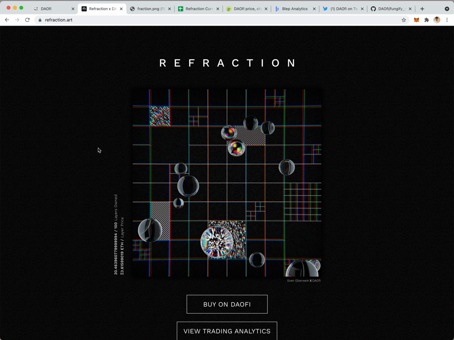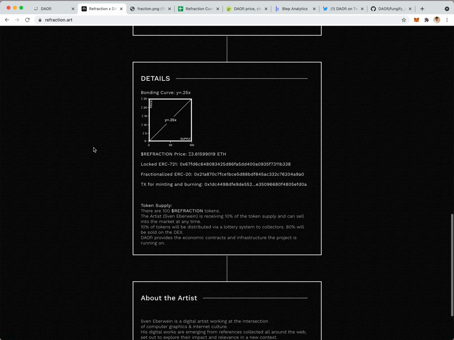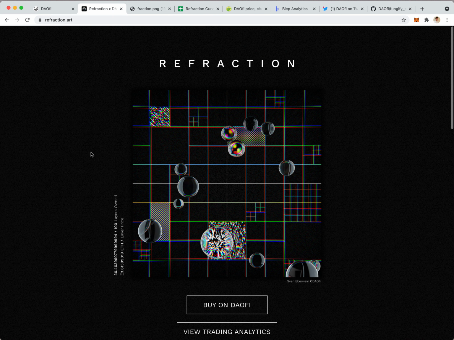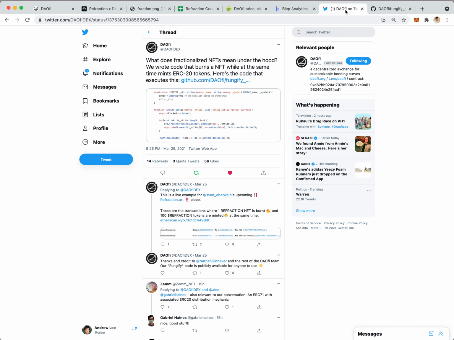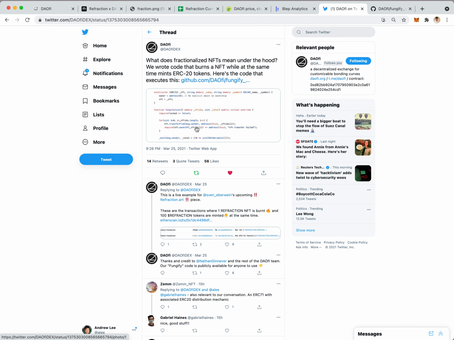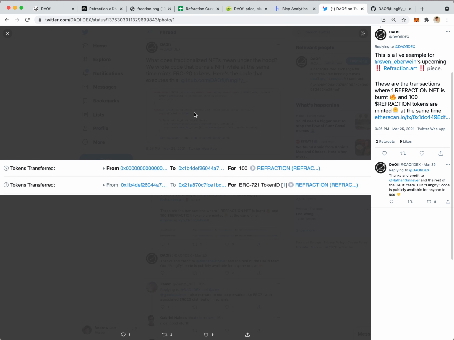Hey, here's a quick tutorial on how refraction works. So what refraction is, is a single NFT, and the metadata points to Refraction.art. The single NFT is burned, and at the same time there are 100 refraction tokens minted to represent that NFT, and you can see that transaction here.